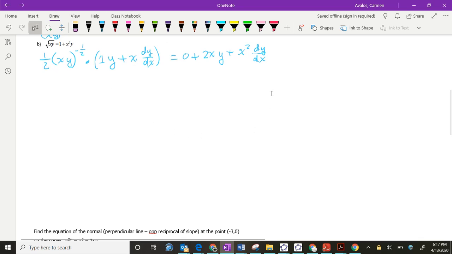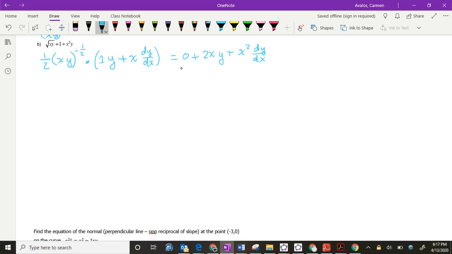So now the rest is just algebra manipulation to try to get one dy/dx, that's all I could have, and then solve through and get it on one side and get everything else on the opposite side. So how do I do this?